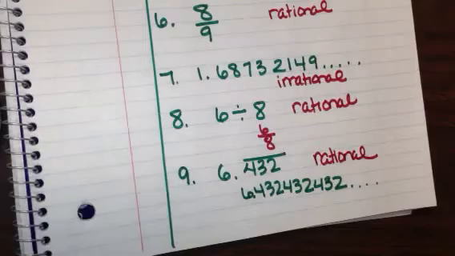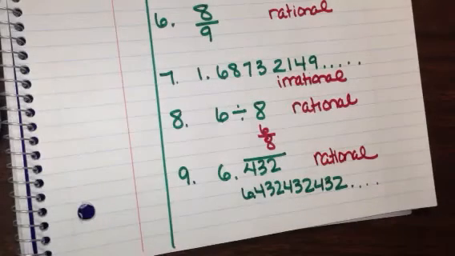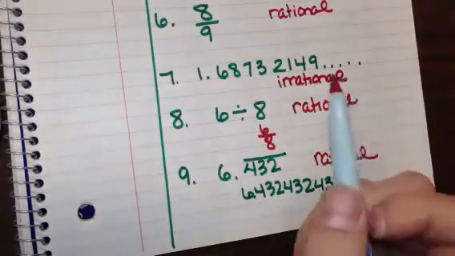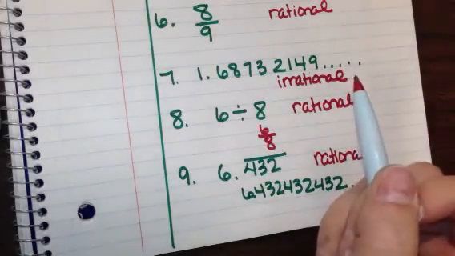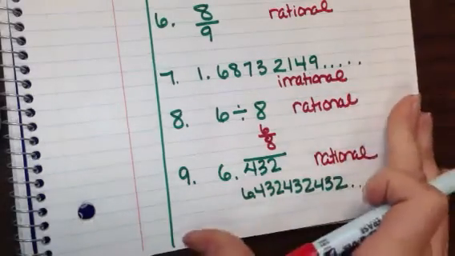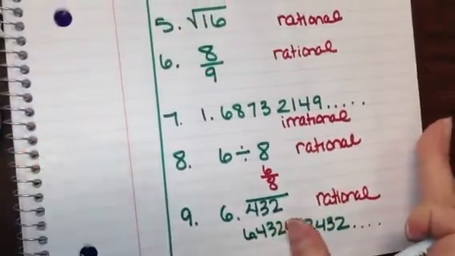Okay. So keeping in mind that the irrational numbers are going to be those decimals that go on and on and on, and they're not repeating themselves. All right, that's it.